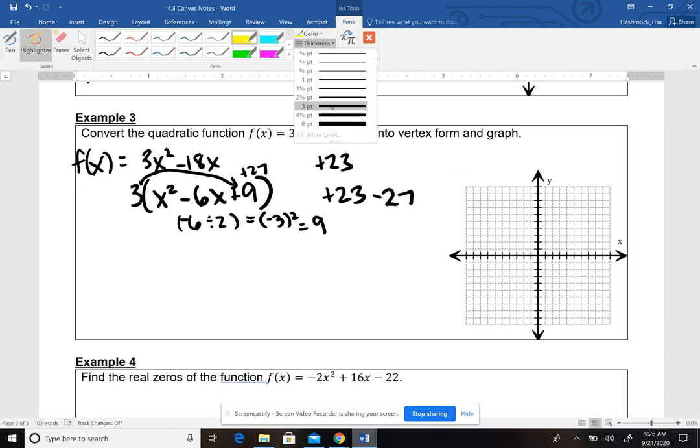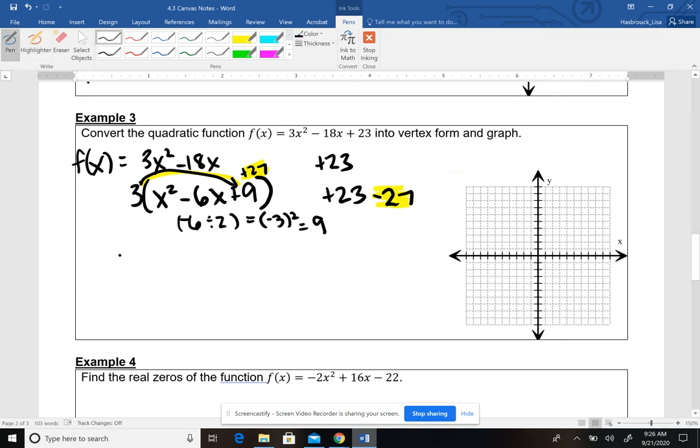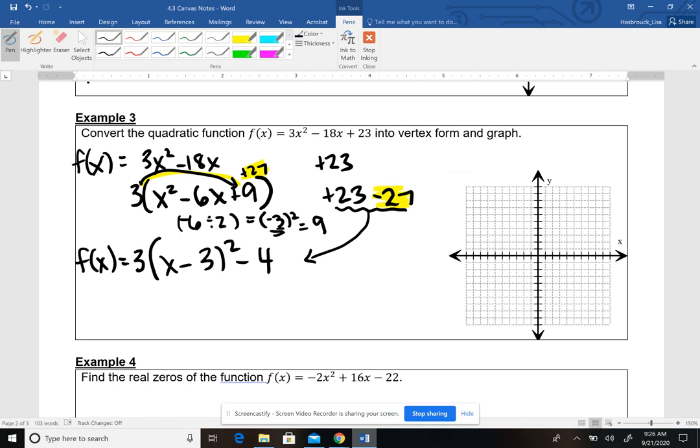Okay, so again, I didn't really add 9 because I'm multiplying by that 3. So I added 27, which means I need to subtract 27 on the right. Now I'm going to bring down that 3 that's in front. X squared minus 6x plus 9. To factor it, remember I can use x minus 3 squared. And then I'm going to take 23 minus 27, which is minus 4, to put at the end. So my vertex form is f of x equals 3 times x minus 3 squared minus 4. Now it's going to be easier to graph.